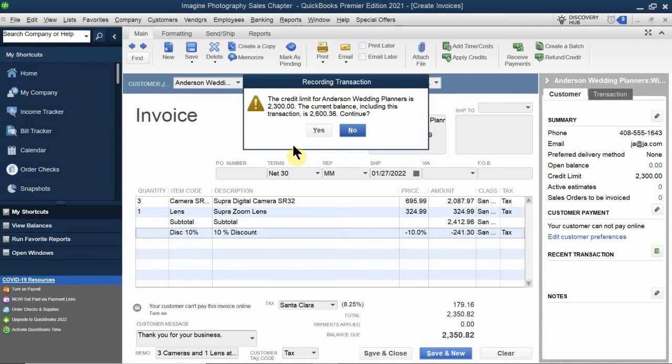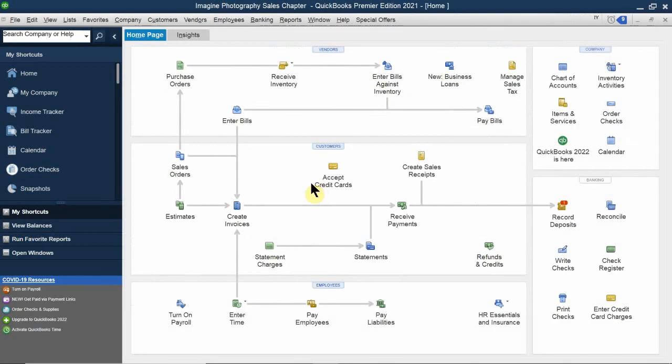In this case, usually you're going to have to go through your customer profile to see how much money they owe and make your decision then. But in this case, I already know. I'm fine with it, so I'm going to click yes and continue with that process. Okay? So that's how you use calculating items. Any questions there?